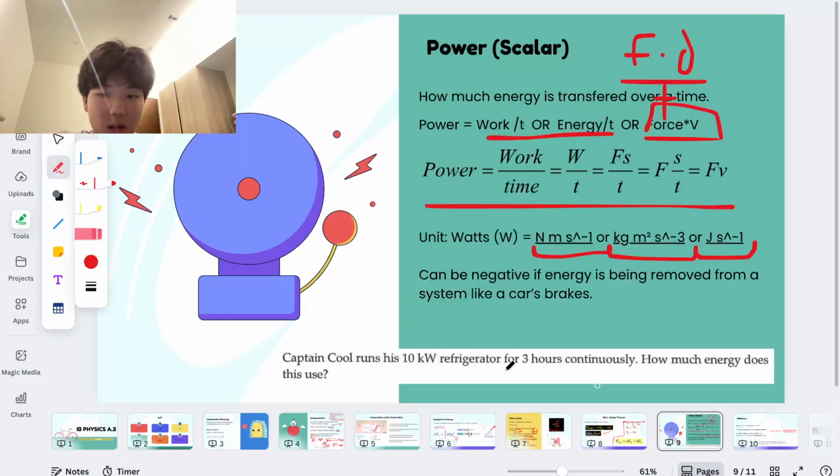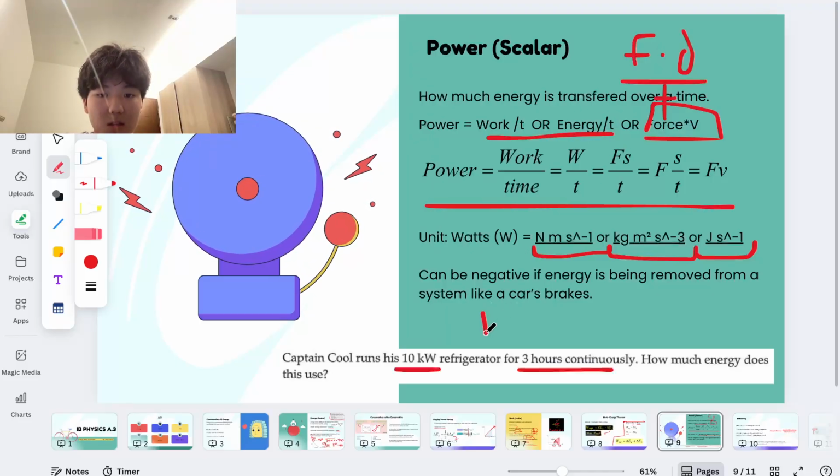Let's do this example question. So Captain Cool runs his 10 kilowatt refrigerator for 3 hours continuously. Kilo means 1,000, by the way, and mega means 1,000,000, so it's important to know. How much energy does he use? We have the power. We have the time. So we can use this equation because we're trying to find energy.